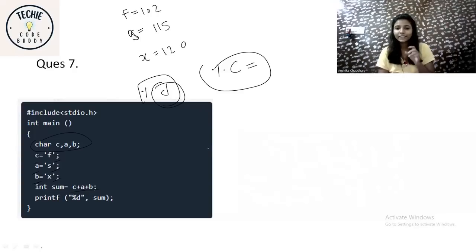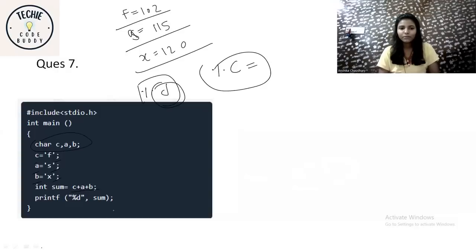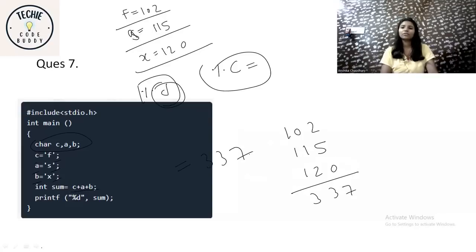Now you should know the ASCII values of these characters. There is an ASCII table in every programming language. So here we are required to find the ASCII value of f, s, and x. The ASCII value of f is 102, s is 115, and x is 120. So when we sum up all of these, 102, 115, and 120, the total will be 337. So 337 will be the correct answer for this question.